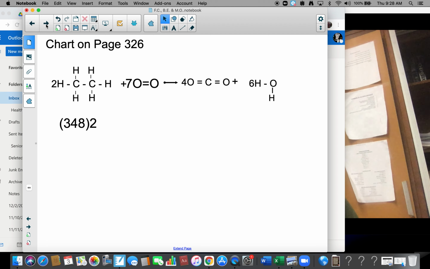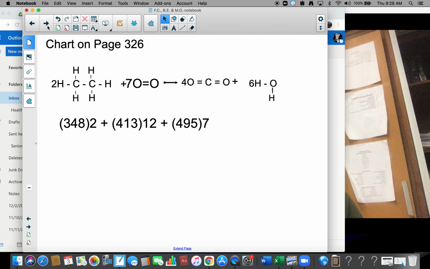Now we're going to look at the carbon-to-hydrogen bond. Carbon-to-hydrogen is 413 from the chart, but we have 6 times 2. We have 12 of those. And the oxygen double bond is 495 kilojoules per mole. We're going to multiply by 7.